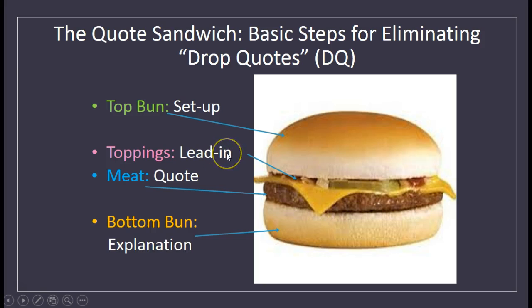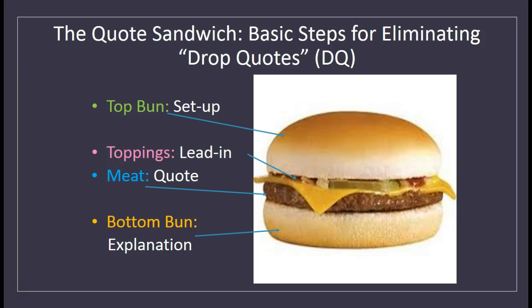Your lead in, as the author states, or what the author says in this piece, something leading in and explaining who is saying this quote and where it's coming from. And then you have your quote. All right? And then the bottom, that's the meat. And then we have our bottom bun, and that's the explanation.